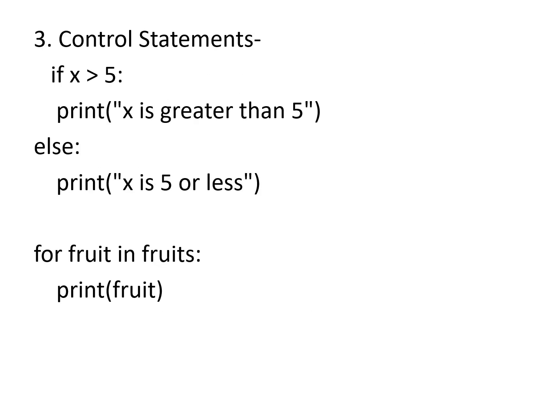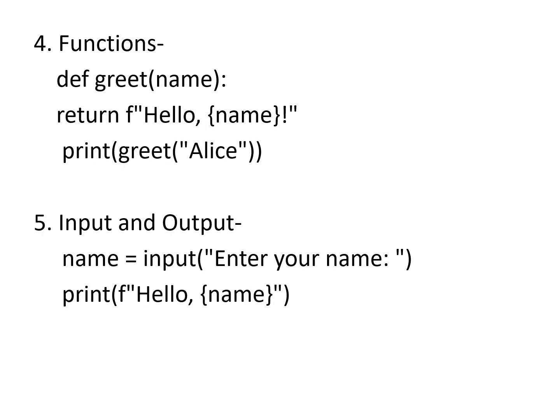The next is control statements. Python supports common control flow structures such as if-else, for, and while loops. Here is an example of if and else and for loops. The next one is functions. Functions in Python are defined using the def keyword. They may return values using the return statement.